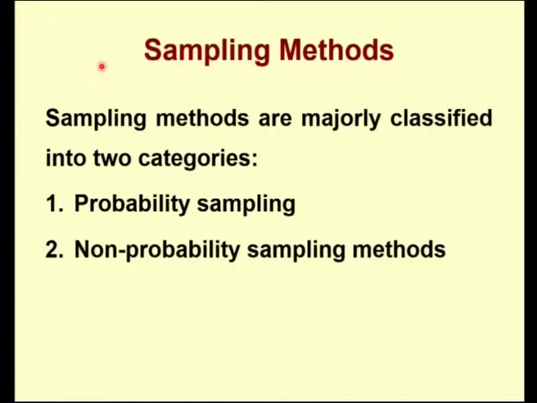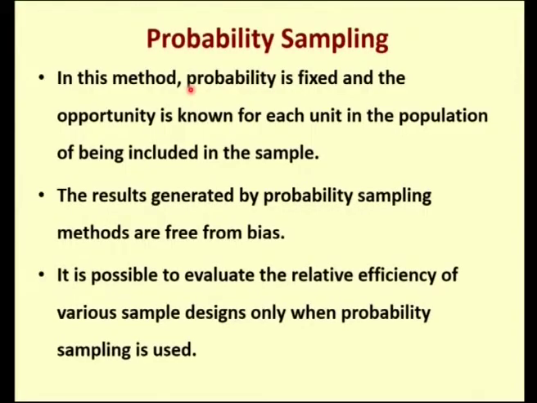And now we have a clear idea about sampling errors, non-sampling errors, what a sample is, and what a population is. Now, how to take a sample? We have two different groups of sampling methods: probability sampling and non-probability sampling methods. We will see the first category, probability sampling. In this method, the probability is fixed and the opportunity is known for each unit in the population of being included in the sample. That is, for each and every unit in the population, we know the chance of being included in the sample.